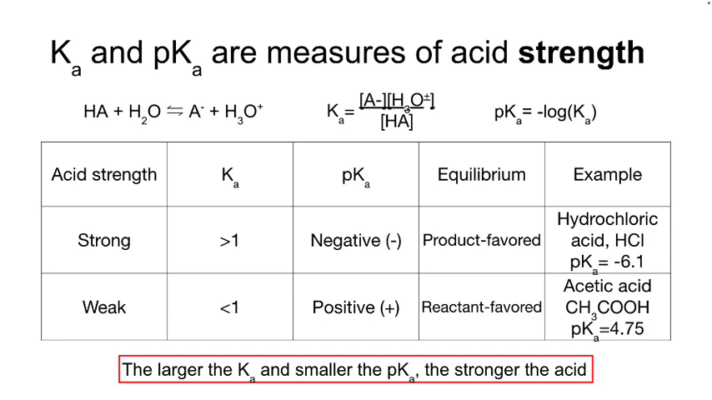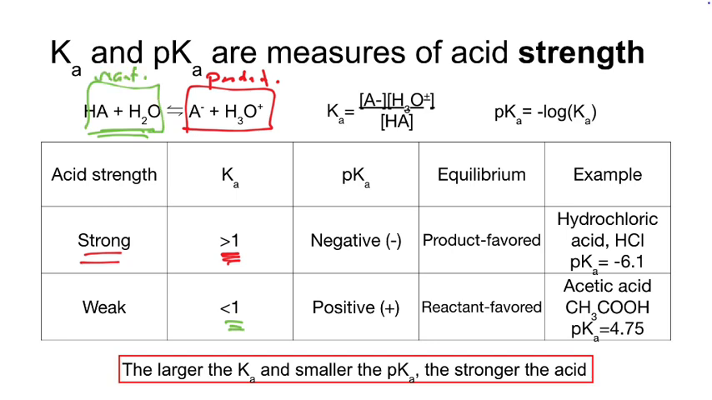If we go through and look at this, a Ka that is big, greater than 1, means what? Product favored. And if it's product favored, we would define that as a strong acid because we get lots of H3O+. If we had a Ka that was smaller than 1, that would be reactant favored. We don't get a lot of H3O+, which means we have a weak acid. That says reactant, just trust me.